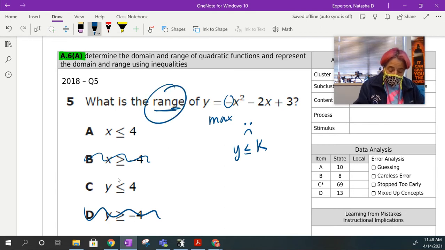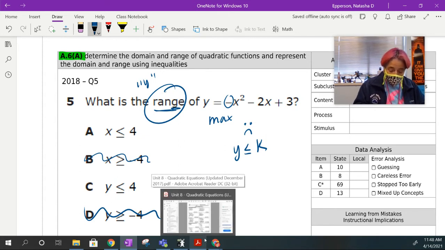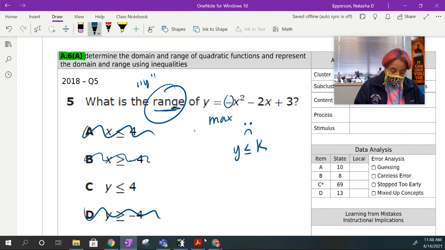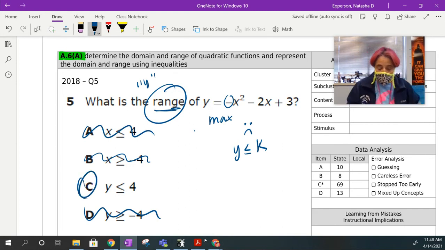We're looking for the range, which is the y value. A says x is less than or equal to 4. It's not going to be x. It's going to be y is less than or equal to whatever our k value is. So A is out, so it has to be C. Honestly, look how easy that is. You don't even have to do any calculations.